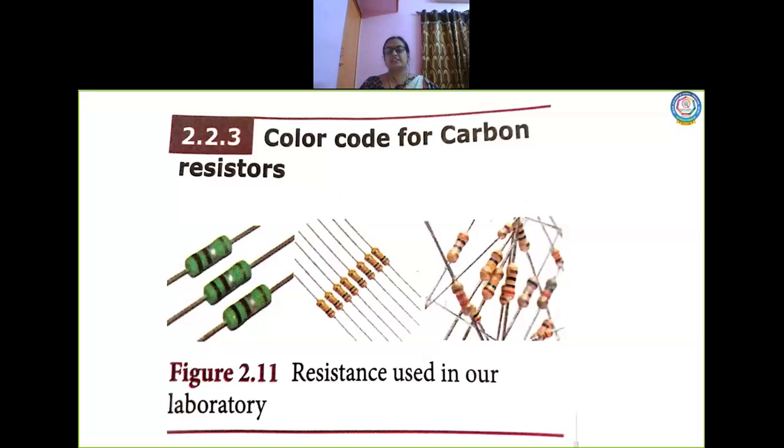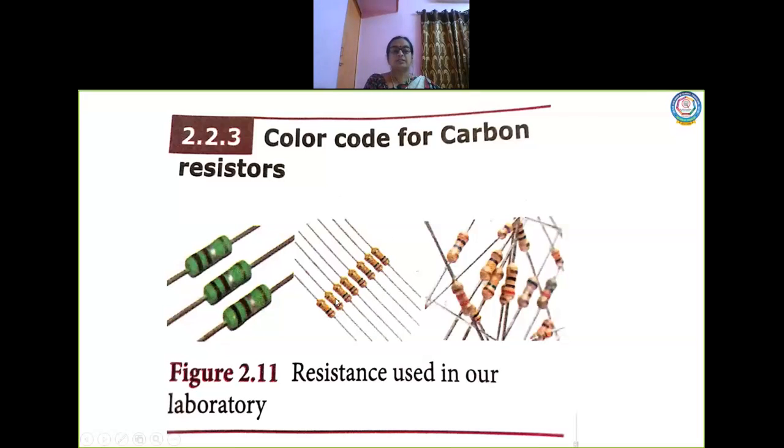Resistors resist the flow of current, and we are going to study about inductor also, which is there in the next topic, I mean, the fourth chapter, electromagnetic induction. We will be learning about inductor. So, all these are passive components that are connected in a circuit, and these carbon resistors are made up of ceramic material.